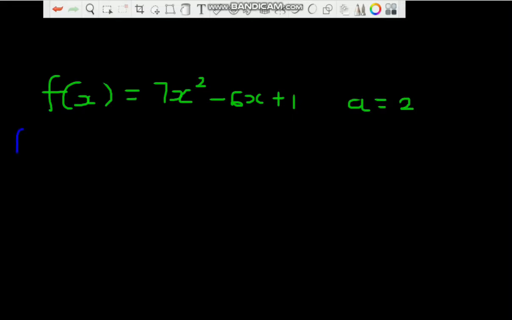Okay, so f of x is given to be the sum of the series, starting from n equals 0 to infinity. For this formula, that's the nth derivative of the function at a over n factorial, multiplied by x minus a to the power n. Okay, so now this is the general formula.